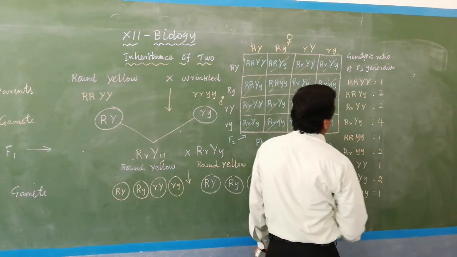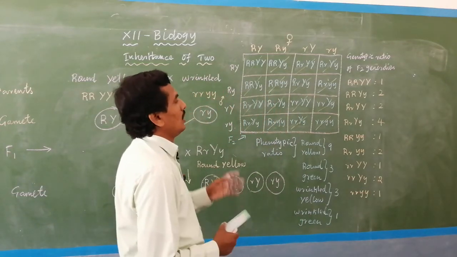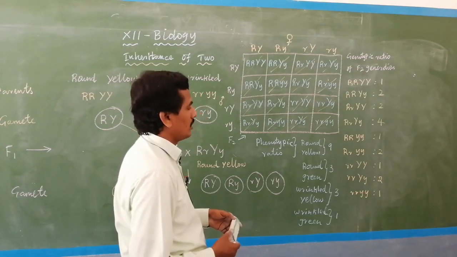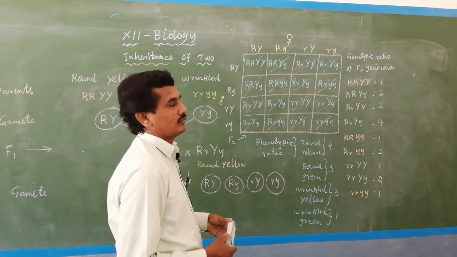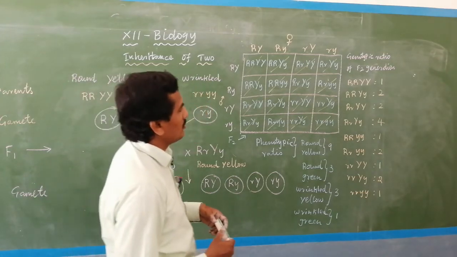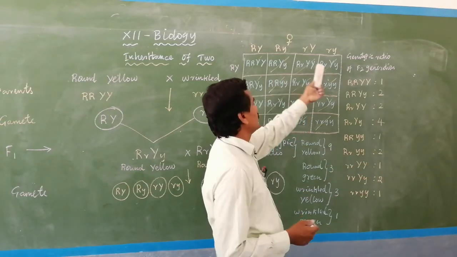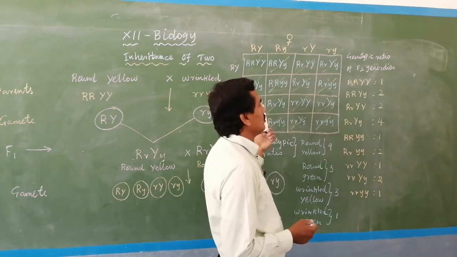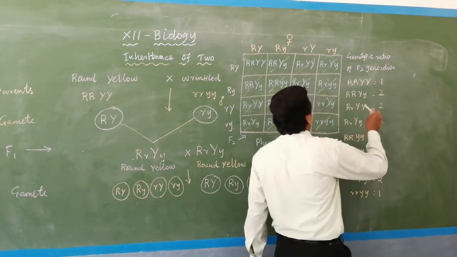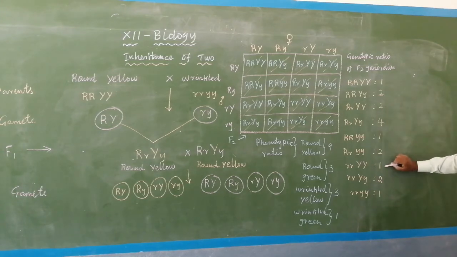So, this is actually the genotypic ratio of the F2 generation, 1:2:2:4 and 1:2:1:1. Actually, that is the genotypic ratio of the F2 generation. Totally, how many plants are produced? So, count means 16. Only 16 plants are produced. 16 plants in how many varieties, how many types? How many types means 1, 2, 3, 4, 5, 6, 7, 8, 9.